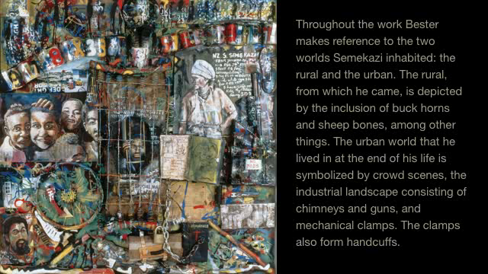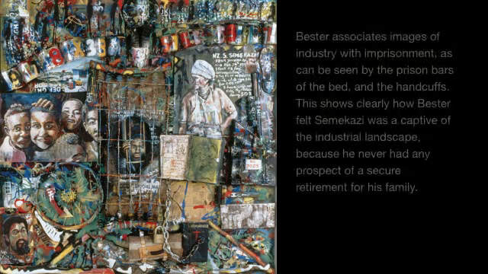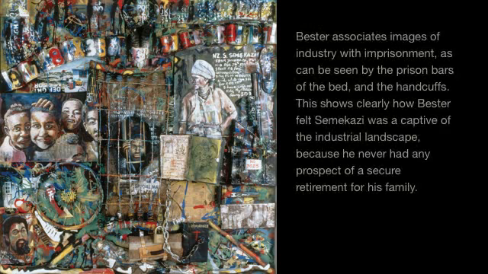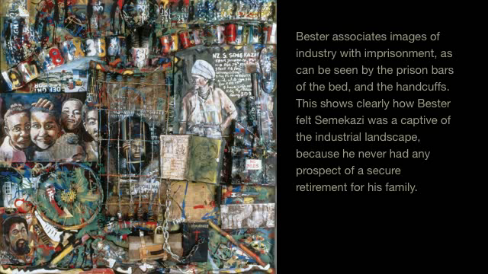The rural world from which he came is depicted by the inclusions of buckhorns and sheep bones, among other things. The urban world that he lived in at the end of his life is symbolized by the crowd scenes, the industrial landscape consisting of chimneys and guns and mechanical scraps. The scraps also form handcuffs. Bester associates images of industry with imprisonment, as can be seen by the prison bars of the bed and the handcuffs. This shows clearly how Bester felt Samokazi was a captive of the industrial landscape, because he never had any prospect of a secure retirement for his family.